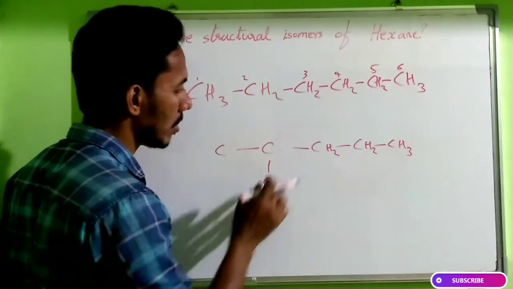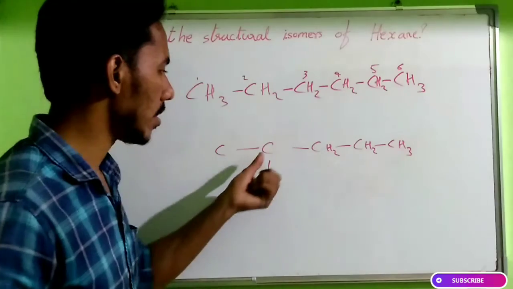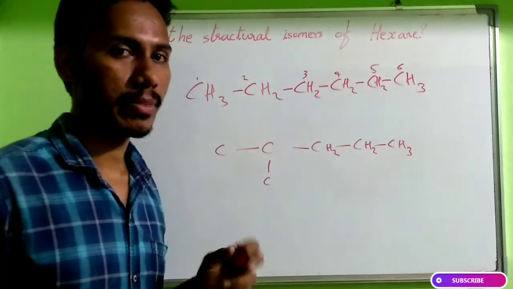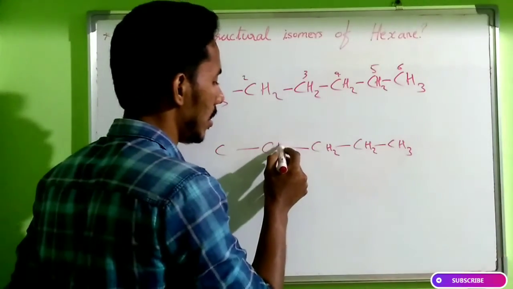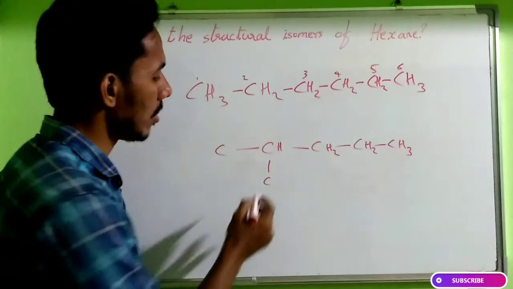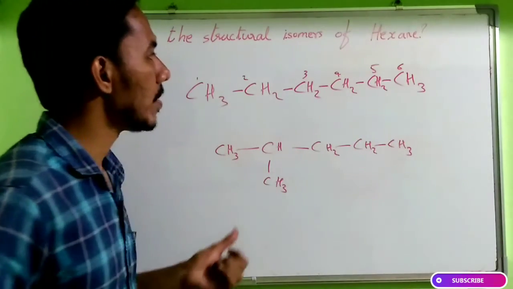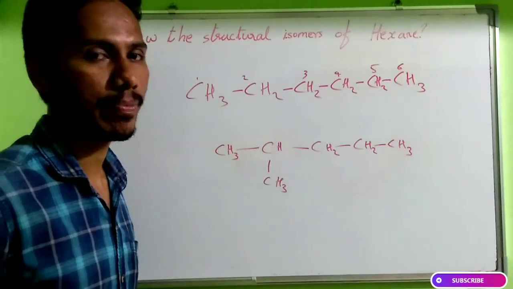Then here there are 3 bonds. See, 3 bonds are connected to this carbon atom. So 3 are connected and only one is left. CH here, CH3, CH. This is one structural isomer of hexane.